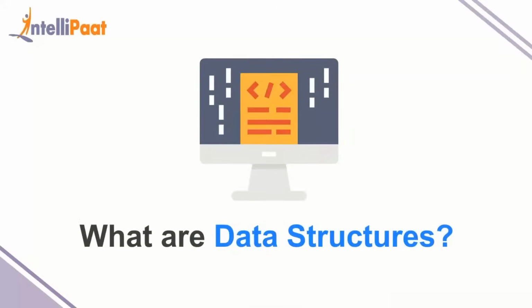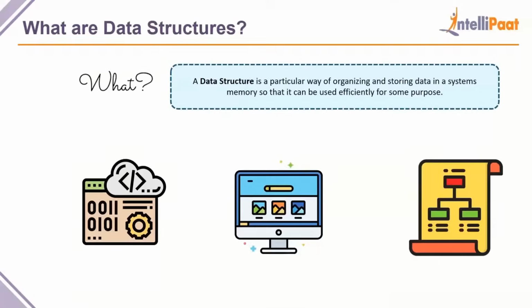We'll begin by taking a look at what are data structures. So a data structure is a particular way of organizing and storing data in a system's memory so that it can be used efficiently for some purpose. So to give you an example, data structures are basically just a way of storing information in memory.